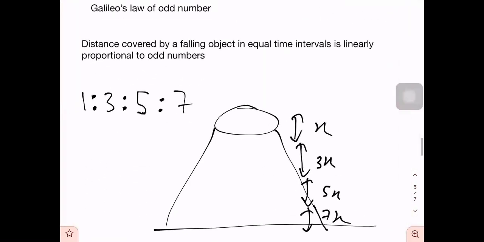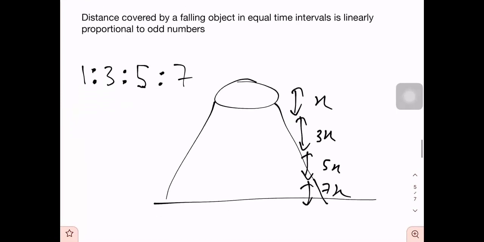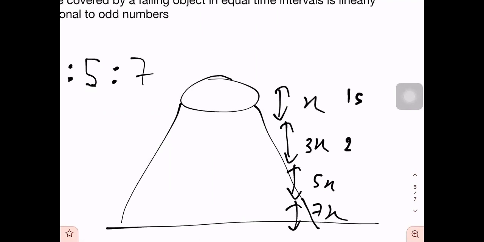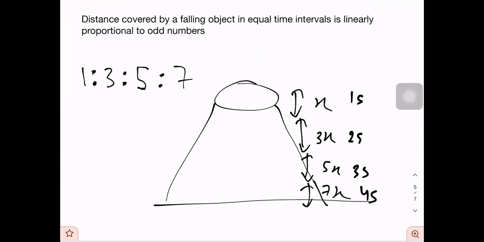Now, a new concept, Galileo's law of odd numbers. This is a very important law. So the law basically states that the distance covered by a falling object in equal time intervals is linearly proportional to odd numbers. So what this basically means is that when an object is falling in equal time intervals, for example, let's say 1 second, 2 seconds, 3 seconds, 4 seconds, the first second, the distance covered will be x. The next second, the distance covered will be 3x. The next second, the distance covered will be 5x, and the fourth second, the distance will be 7x.